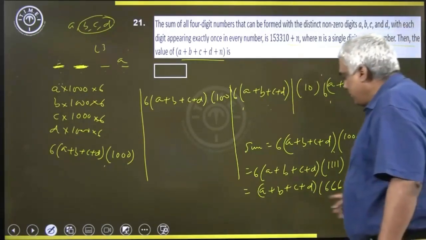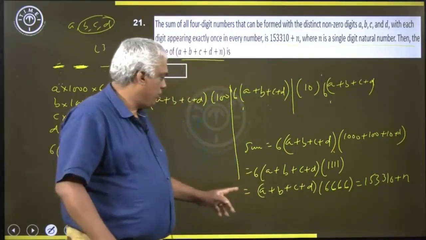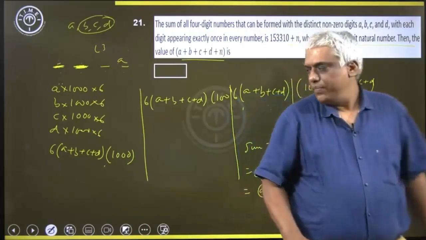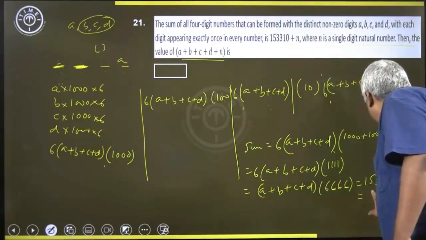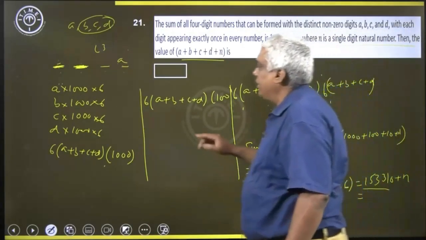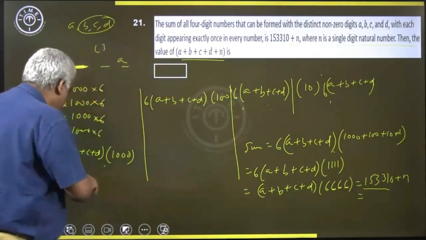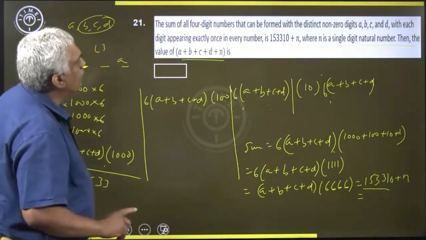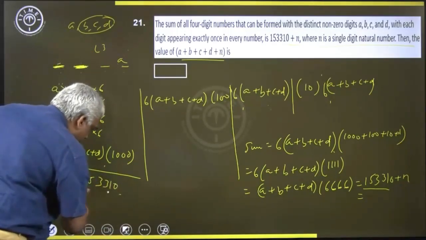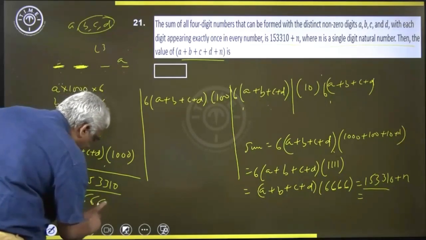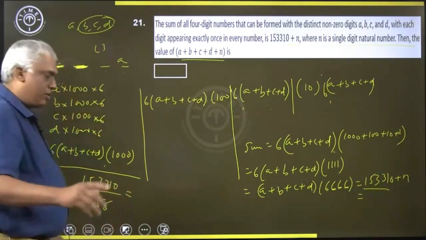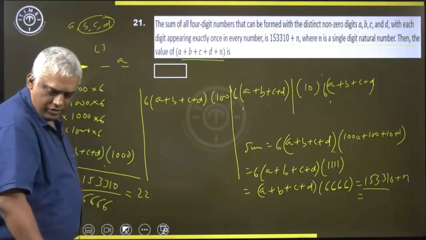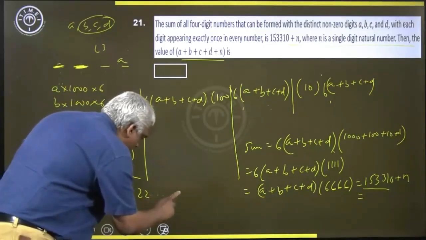Okay, so we know that the sum of these numbers has to be a multiple of 666 plus n, right? Now, if we divide this number, 153310, by 666, you will get something around 22 point something, right?